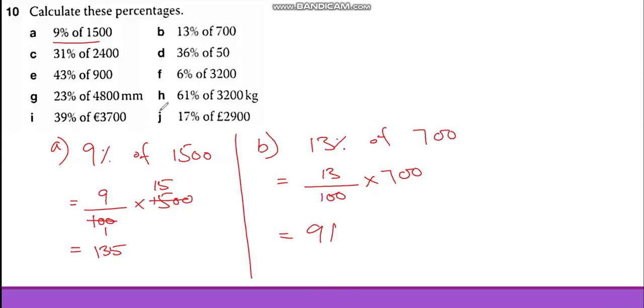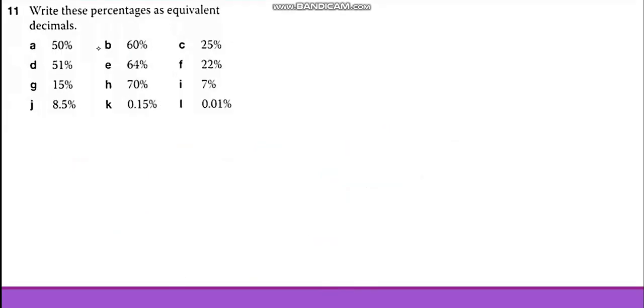You can easily do the remaining parts for your practice. Let's proceed to next part. In question number 11, it says write these percentages as equivalent decimals. So in A part, it's 50%, which means 50 out of 100.